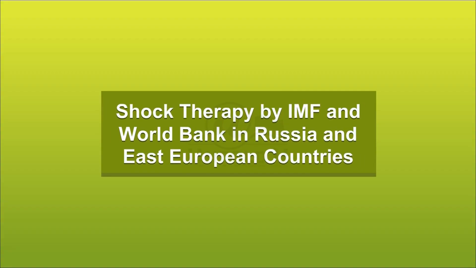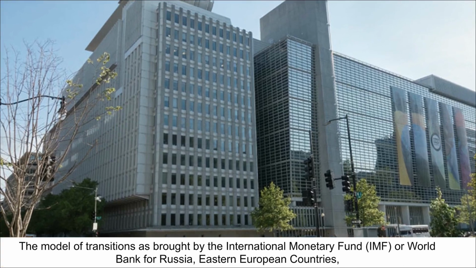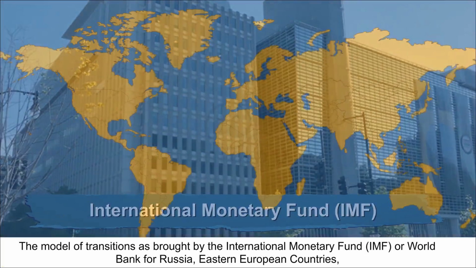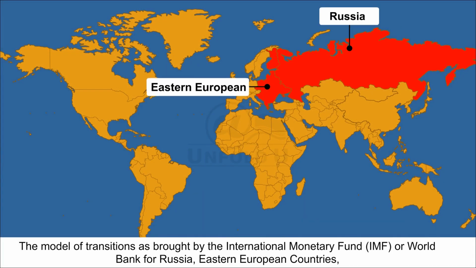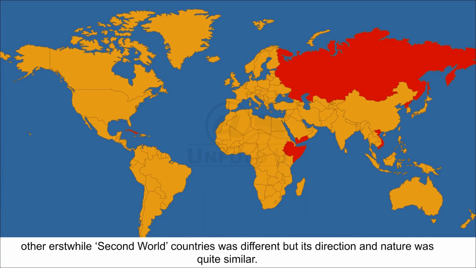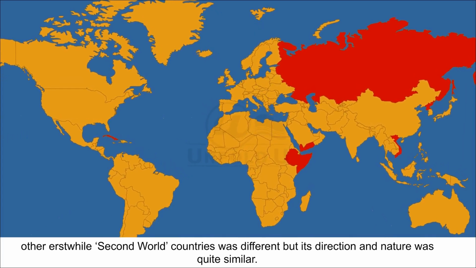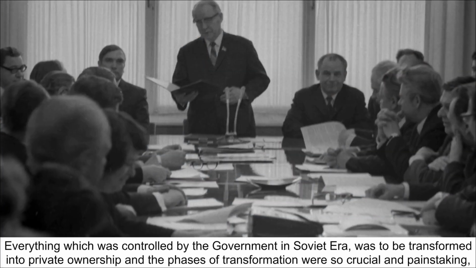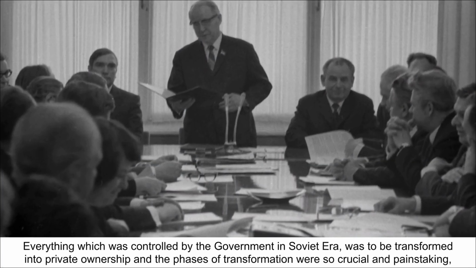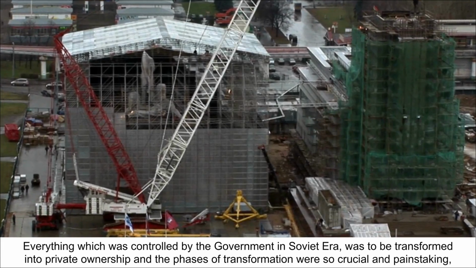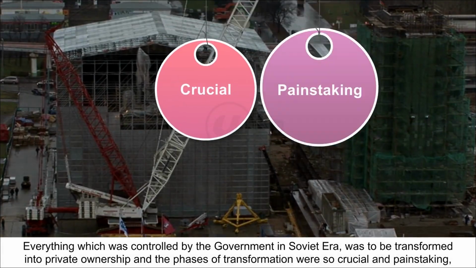Shock therapy by IMF and World Bank in Russia and East European countries. The model of transition as brought by the International Monetary Fund, IMF, or World Bank for Russia, Eastern European countries and other erstwhile Second World countries was different, but its direction and nature were quite similar. Everything which was controlled by the government in the Soviet era was to be transformed into private ownership, and the phases of transformation were so crucial and painstaking.